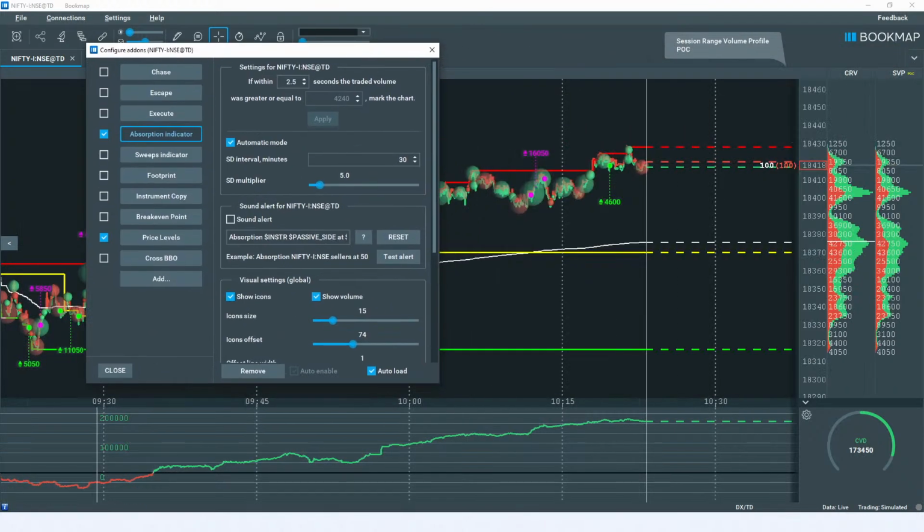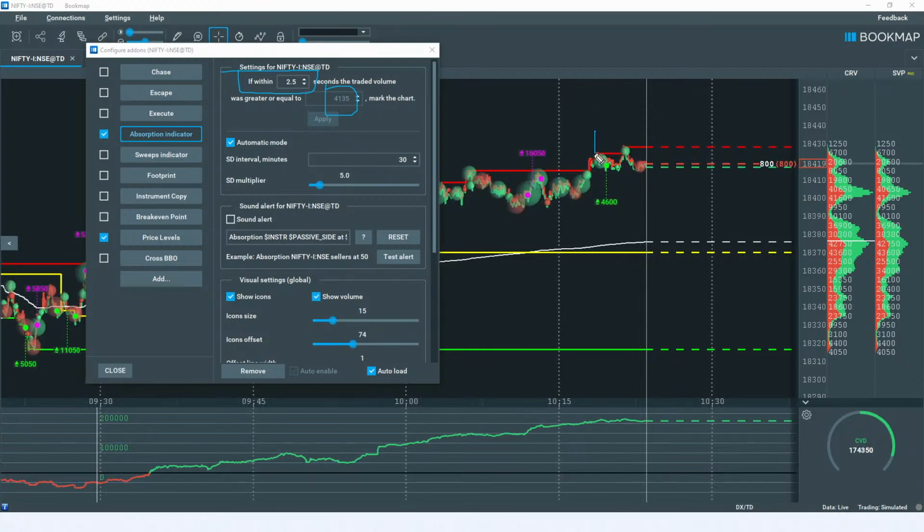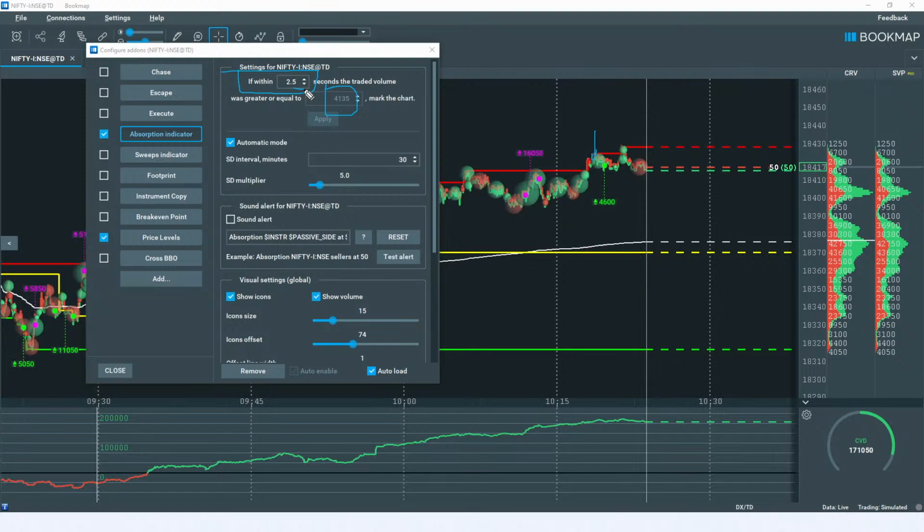And how is this particular indicator calculated? Basically, the condition goes like this: if within 2.5 seconds, this is the default setting, I haven't changed anything over here, 4,240 quantities got executed, that is the point we identify as an absorption. If someone is aggressively buying within 2.5 seconds and those orders got consumed within 2.5 seconds, then definitely someone is showing an interest at the opposite level. So that's the importance of it. The main importance is that within a short period of time, so many quantities got executed.